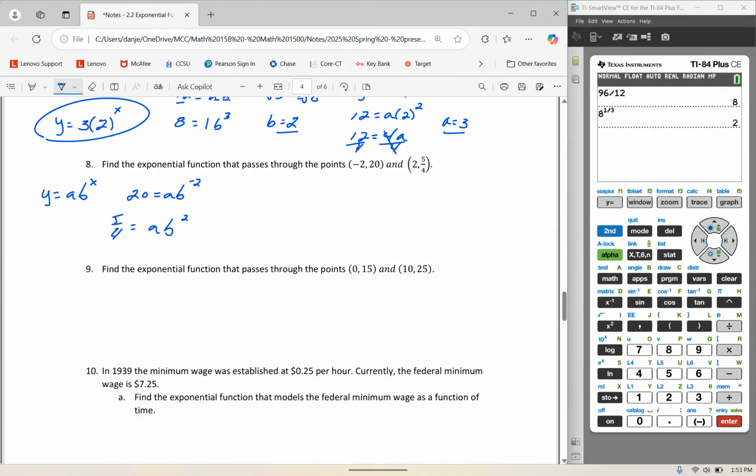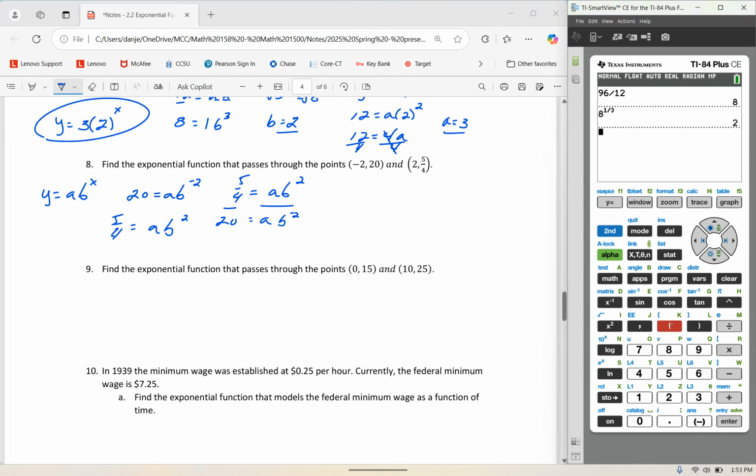I'm going to flip those around. 5/4 equals a times b to the second, and we're going to divide that by 20, a times b to the negative second. So I have 5/4. I can do this on the calculator. 5/4 divided by 20 gives me that decimal. I'm going to change that to a fraction.